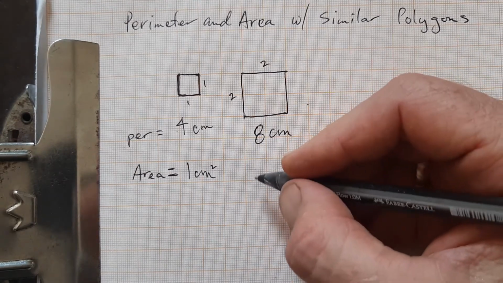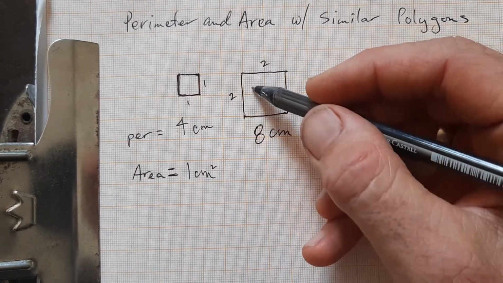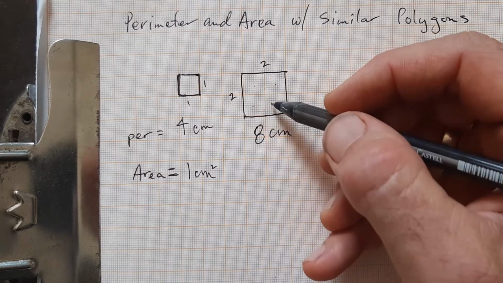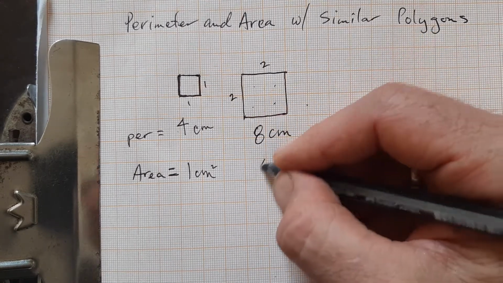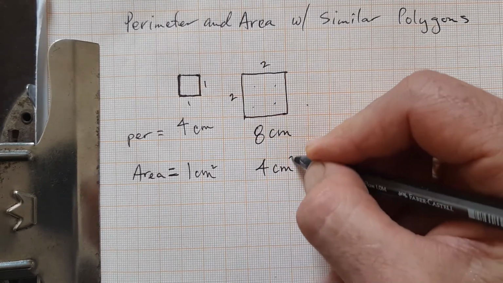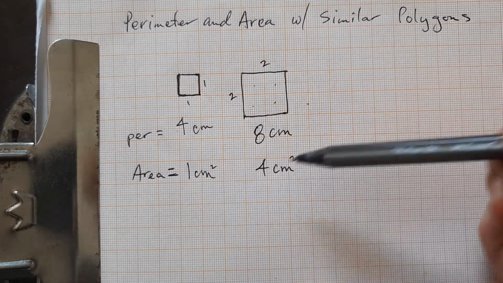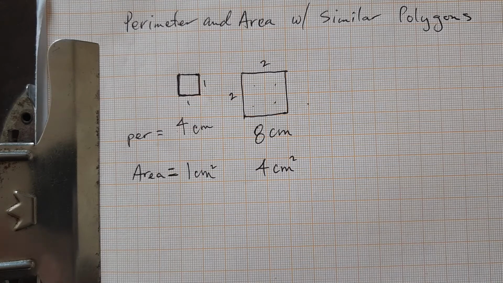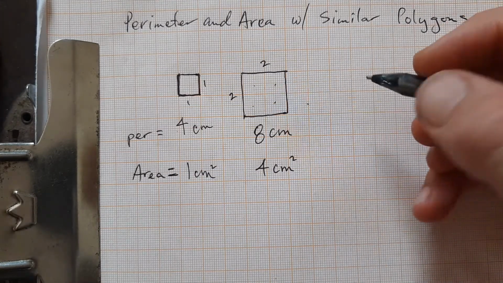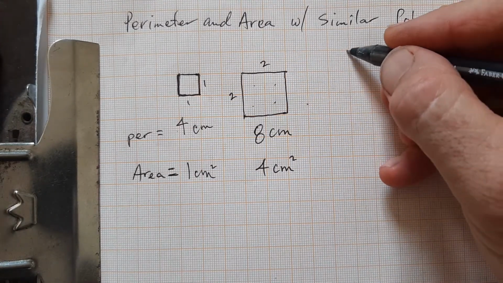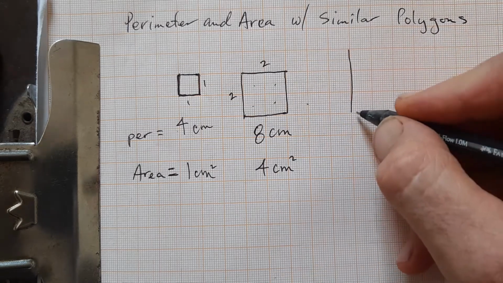And what does the area do? 2 times 2, well, you can see there's 1, 2, 3, 4. 4 square centimeters. So the area didn't just double, the area quadrupled. 4 times as big, the area. Okay, so let's do another one, and maybe we'll do 2 more just for fun.